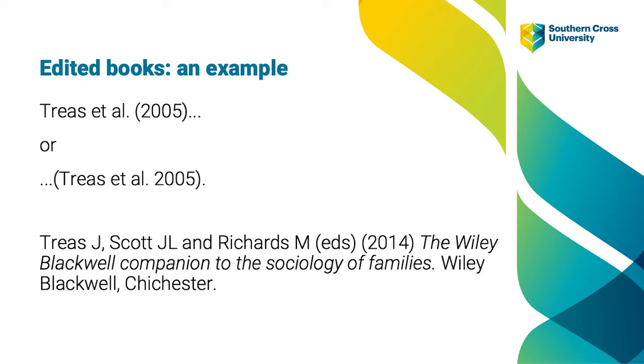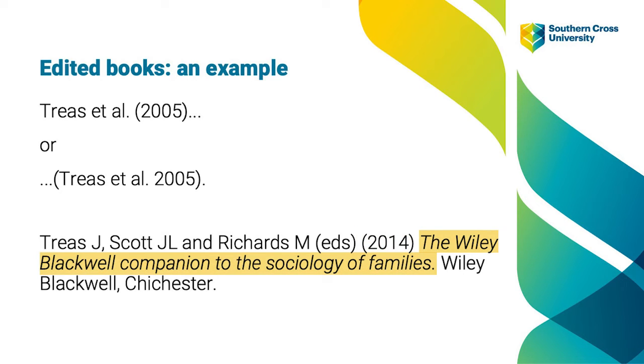So let's have a look at how our book fits with this format. First comes the editors' last names and their initials. As our book has 3 editors, we have used commas to separate the first 2 editors and an "and" before the last editor's name. After the last editor's initial is the editor information contained in round brackets, and then a space before the year of publication.